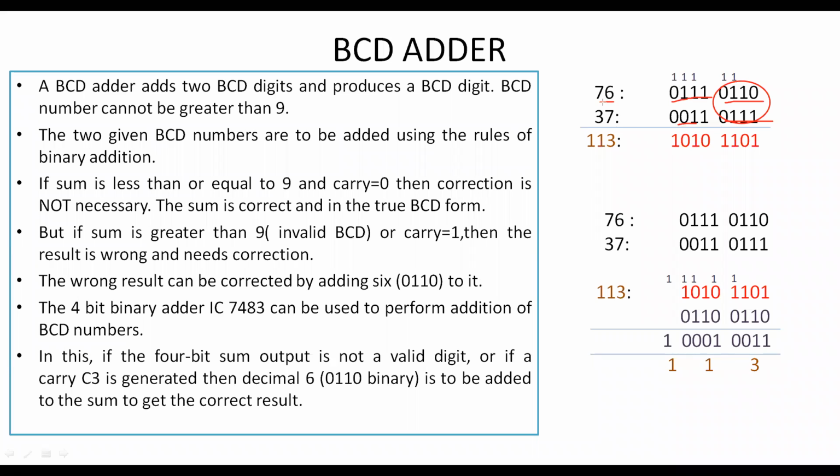If you observe, while performing the addition in decimal, 7 plus 6 is 13 and 7 plus 3 plus 1 is 11, so 76 plus 13 is 113. That is, we got an answer 1010 while performing the BCD addition.